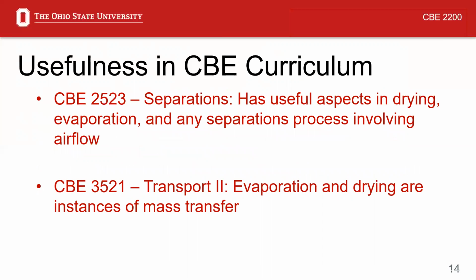And they don't disappear from the curriculum. In separations, or CBE 2523, you cover drying, evaporation, and a few different other separation processes involving airflow. Whenever there's airflow, there's a chance that it's wet airflow, and then psychrometrics come in. Same thing with Transport 2, or CBE 3521. Evaporation and drying, those two separation processes that I've mentioned, are instances of mass transfer where water is transferred from one airflow to another, and then psychrometrics come in again.